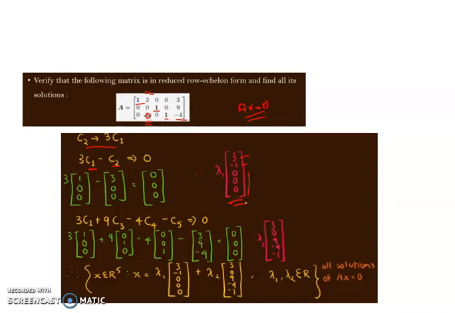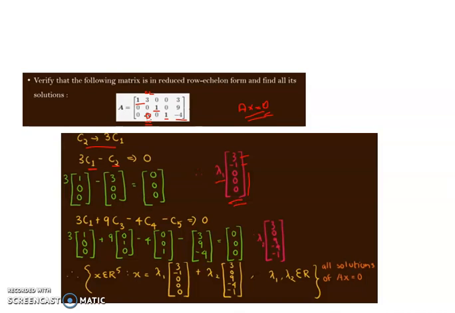Similarly, you will be able to get solutions, and also a scaling of this vector will also give a solution equal to 0. So lambda 1 times this solution vector will also result in a solution for this system of linear equations, where lambda 1 is an element of the real numbers.